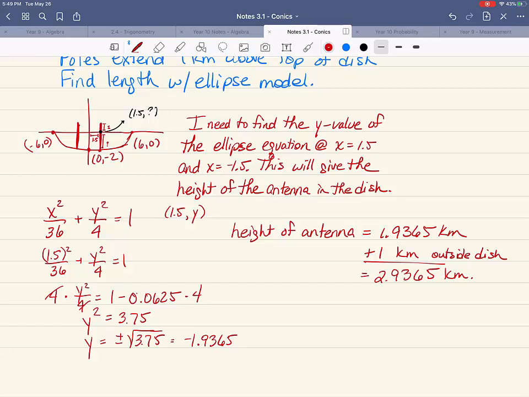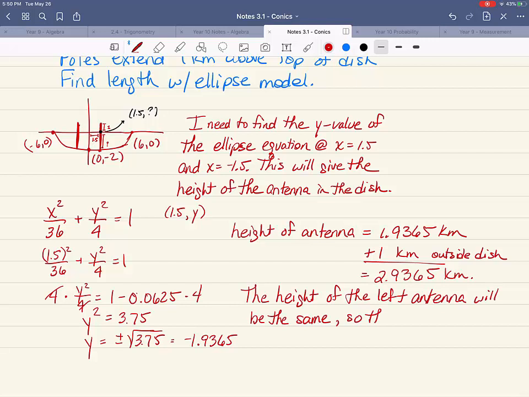Now that is the right hand antenna. Will the left hand antenna be the same height? The answer is yes, and you need to say that. The height of the left antenna will be the same, so the height of both will each be 2.9365 kilometers, and it's done.